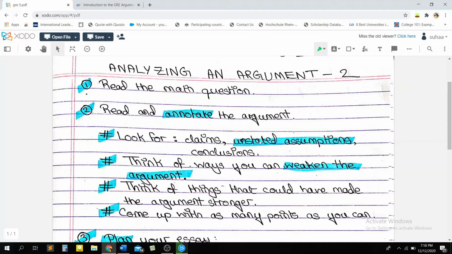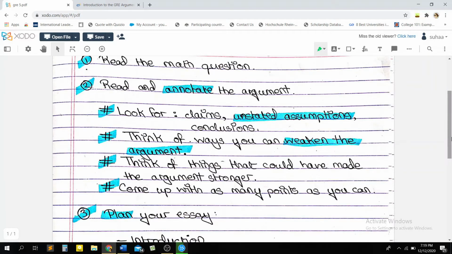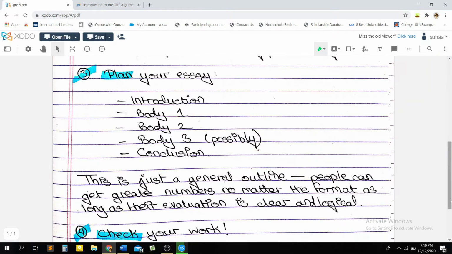You're going to have to find ways to weaken the argument and in what ways the argument could have been made stronger. So while you're reading the passage, the main argument, you're going to have to think of all these things and come up with as many points as you possibly can. So we're going to be doing all of this when we plan for the prompt that I've shown you just a few minutes before. So once you're done finding your points, next step is to plan your essay.